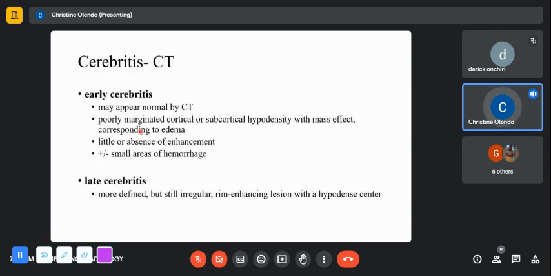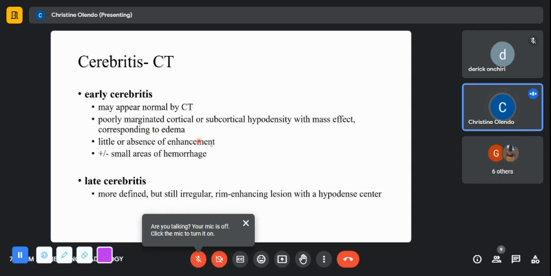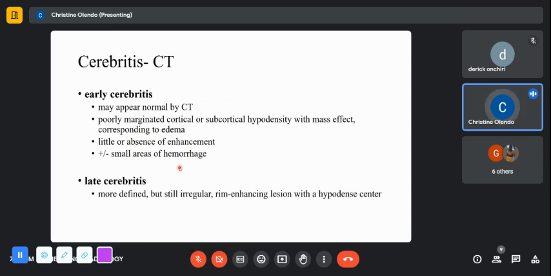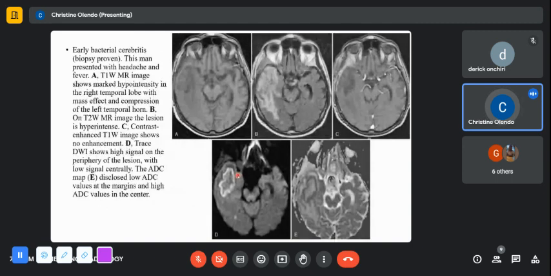So early cerebritis on CT may appear normal, but you can also have poorly marginated cortical or subcortical hypodensity with mass effect corresponding to the edema. You have little or absent enhancement, plus or minus small areas of hemorrhage. In late cerebritis, it is more defined than the early, but still irregular, and there's a rim-enhancing lesion with a hypodense center. So we'll go through some images showing early cerebritis.